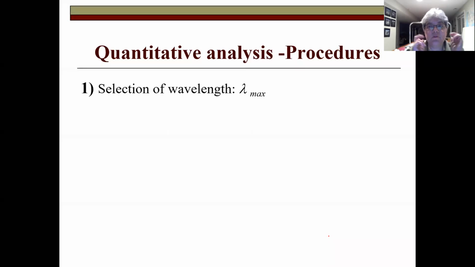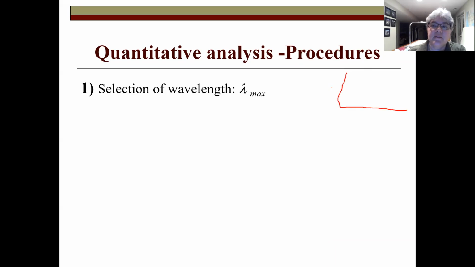So, the procedures. The first thing you should always do is measure your absorption spectrum. Remember, the absorption spectrum is absorbance versus wavelength. Then we're always going to select lambda max, that maximum absorption.